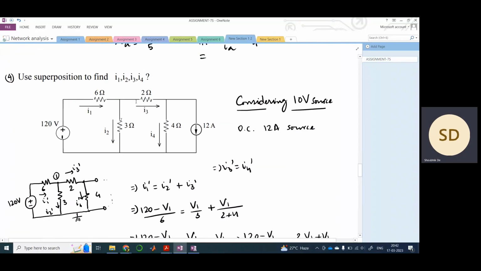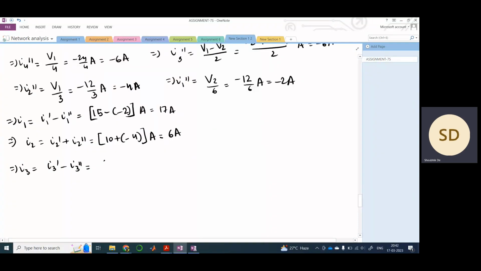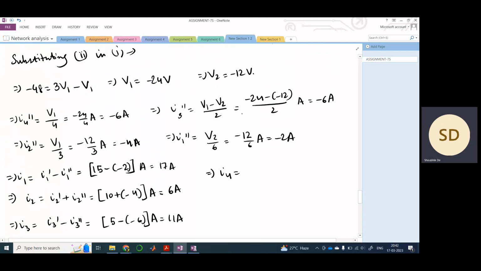Then I3 is what? In the original figure, it is pointing in this direction here. Therefore, I3 minus I3 double dash, right? So therefore, this was 5 minus minus 6. This is 11 amperes.